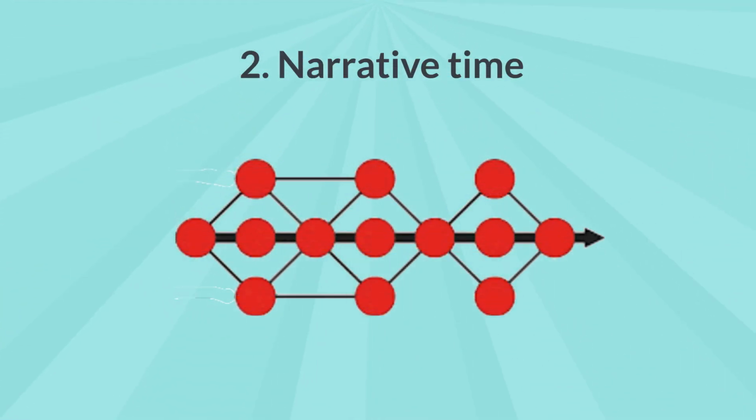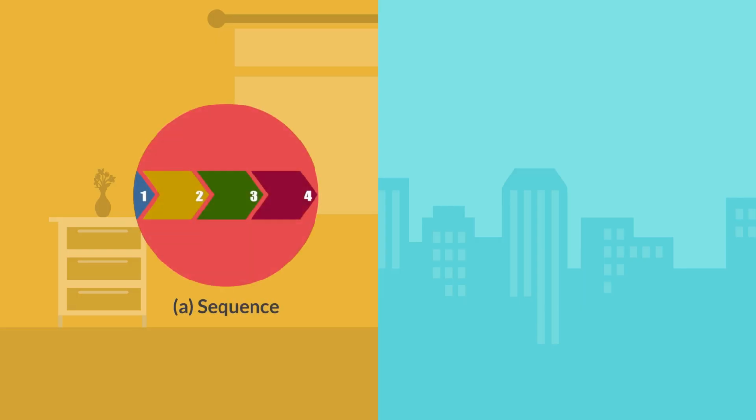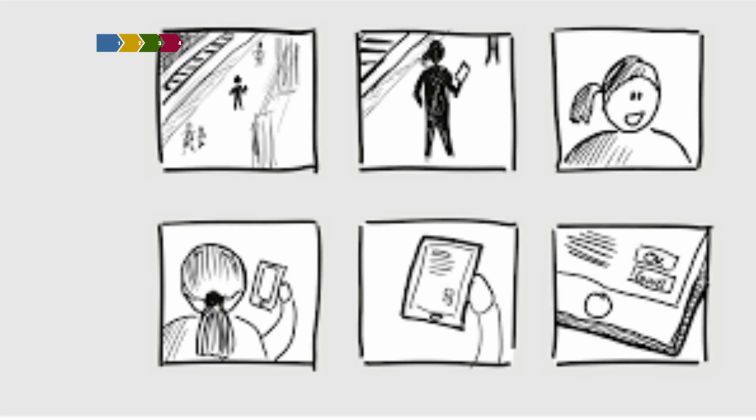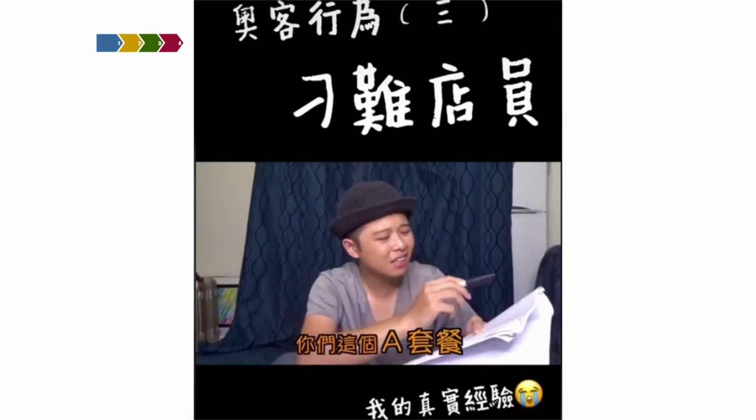2. Narrative time. A. Sequence. B. Scene time. A. Sequence. The narrative sequence of the short videos mainly chooses the sequence, that is, the narrative is based on the occurrence process of the event. For example, many short videos start with "This is a true story," though not necessarily true.